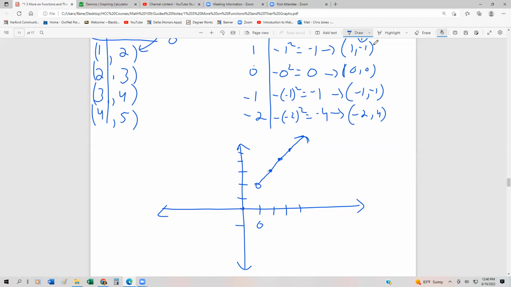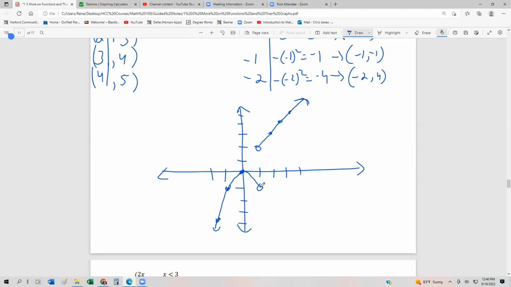This is right here. And then we have (-1, -1), and then we have (-2, -4). All right, so it looks like we get this sort of shape. All right, and remember, again, this is an open circle, so that means that right here with the open circle, it's not part of the domain.